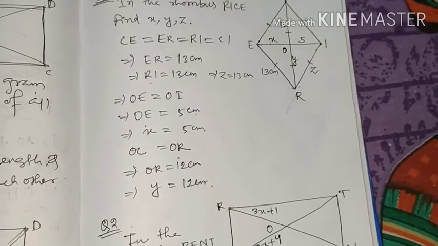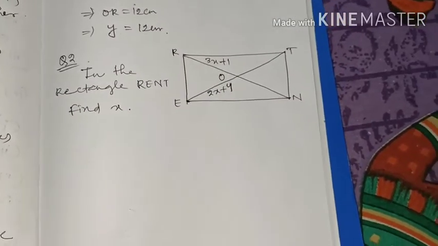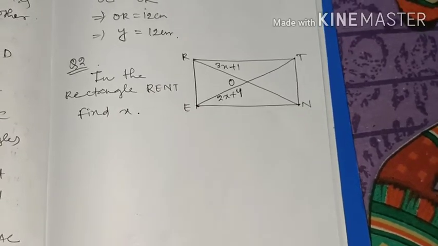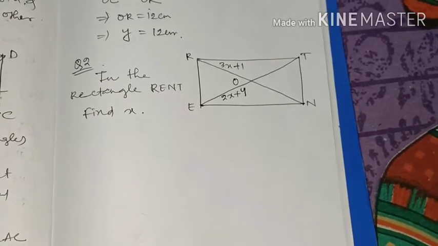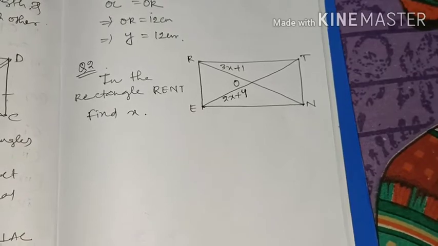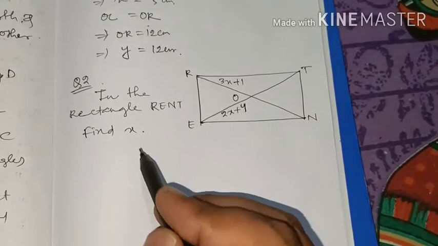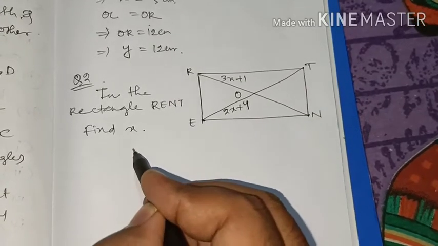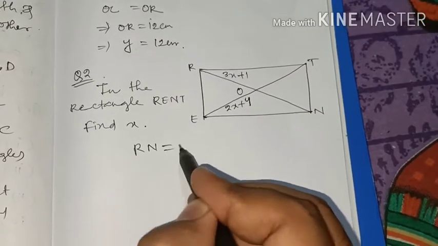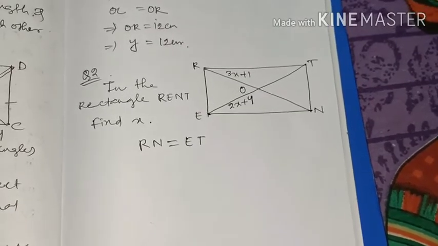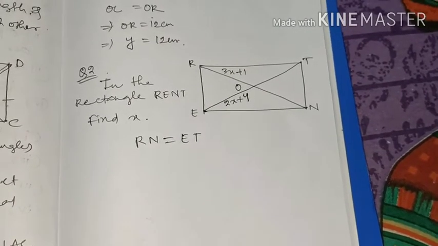So let us discuss another problem. In this figure, look here. Here is a rectangle RENT. We have to find the value of x. As you know, the property of a rectangle is that the diagonals are of the same length. So you can say that RN is equal to ET because the diagonals are of the same length.